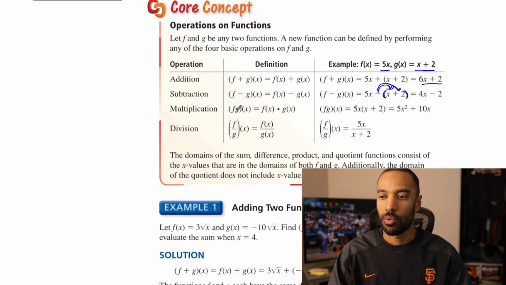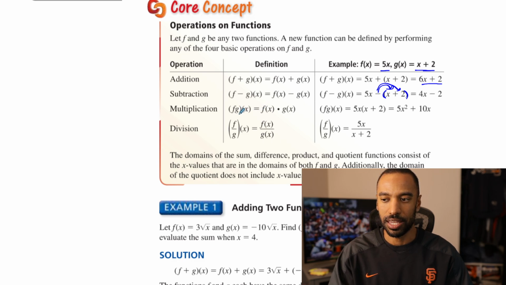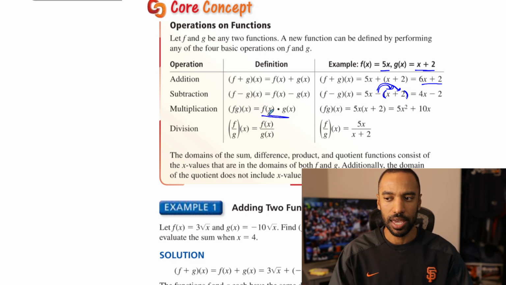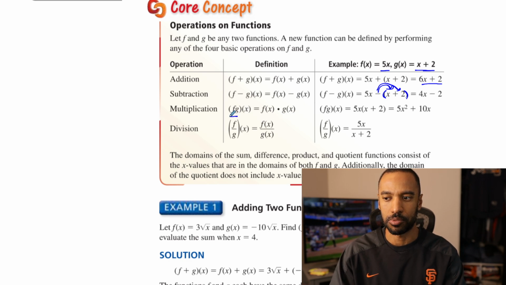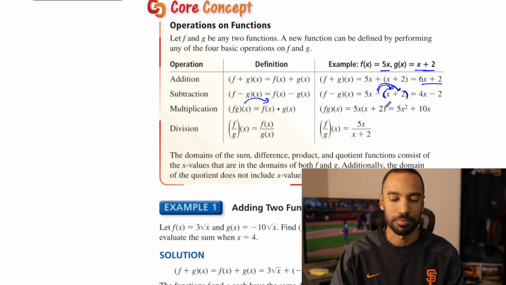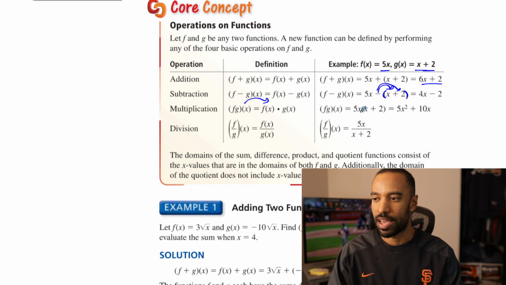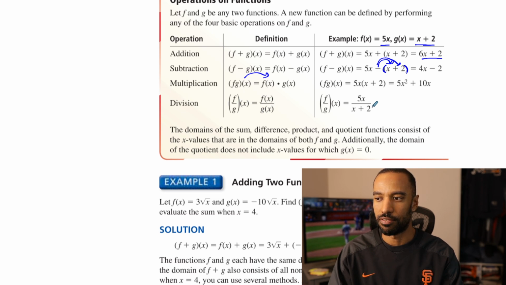So (f times g)(x) is here, and again, shorthand. Do I prefer this look? Absolutely. Do I prefer that look? Absolutely not. And every time I have this, I'll take it and write it like that even. So (f times g)(x) is f of x times g of x, so a distribution there, and (f over g)(x) is this.